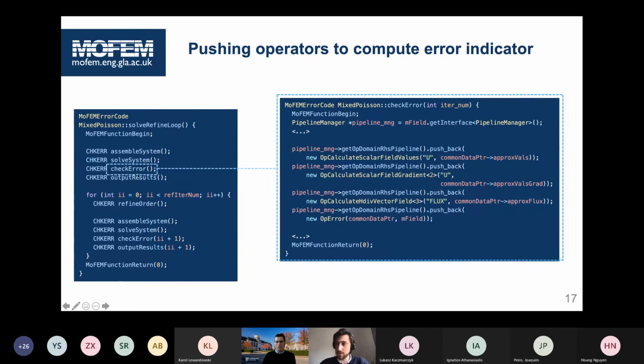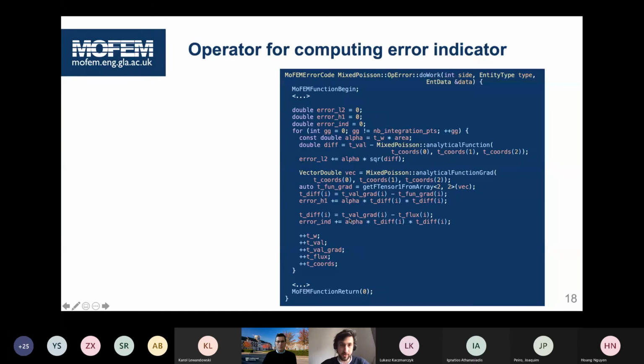And I will not stop on the solution because it's a linear problem and that is standard. What's more interesting is how do we check the error? So to check the error, we need to build the new pipeline and push the relevant operators. And basically, before actually computing the error in the operator that we will develop and implement, we need to pre-compute the values of the field U, its gradient, and values of the vectorial field flux at the Gauss points. There are also standard operators for that in MOFEM. We don't need to work with those approximations. All we need to do is the interesting part, the operator for the error.